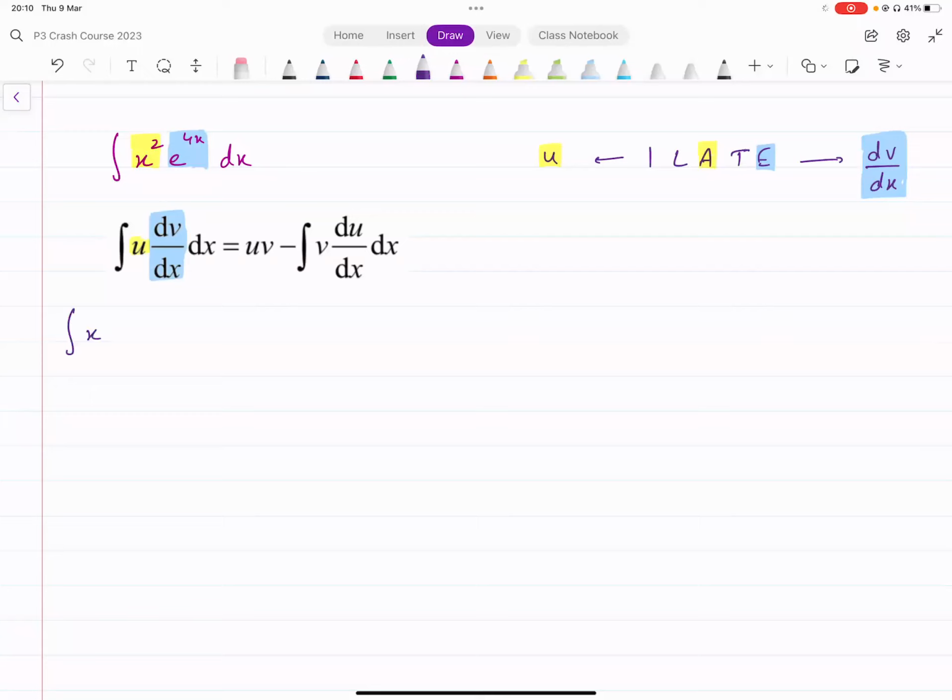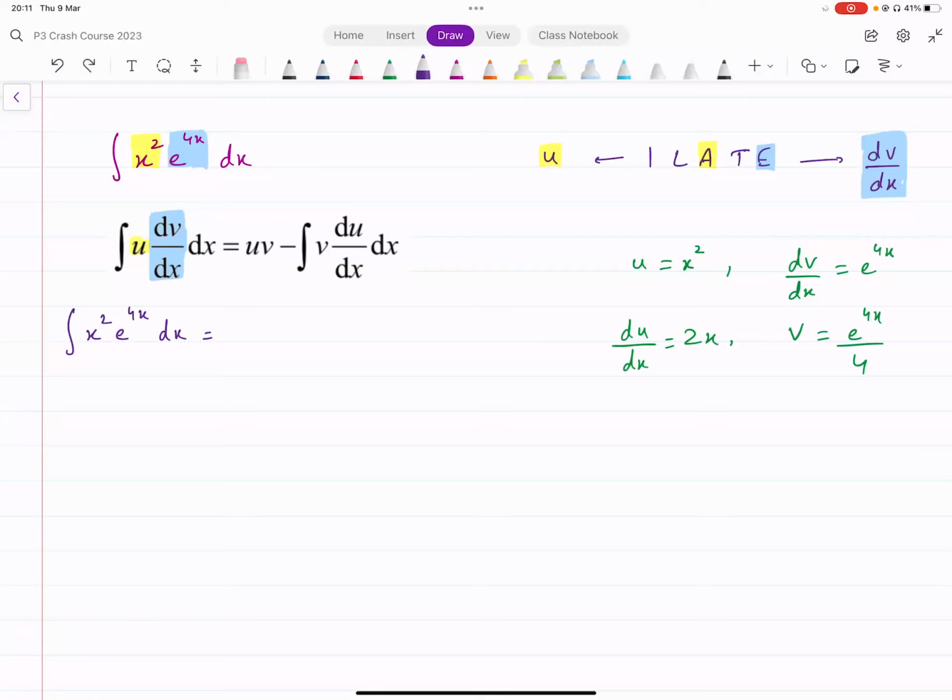So integral of x squared into e raised to power 4x. This is what we want to evaluate. Let's write this down on the side. First of all, u is x squared and dv over dx is e raised to power 4x. Now we need to find du over dx. What's du over dx? That's 2 times x. And we also need to find v. That's the integral of this thing. It will be e raised to power 4x divided by 4. Now we have everything that we need.